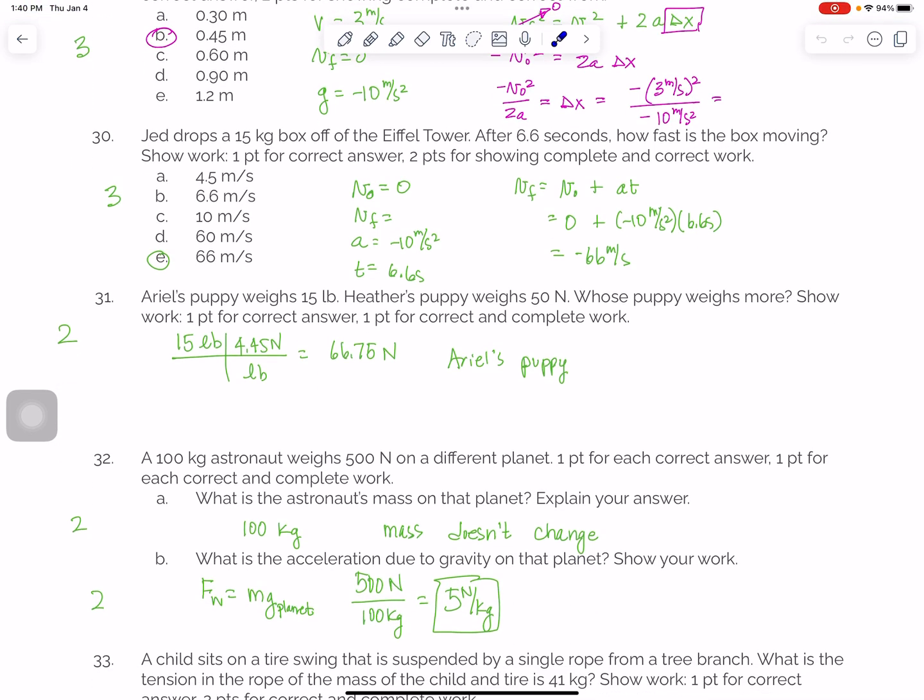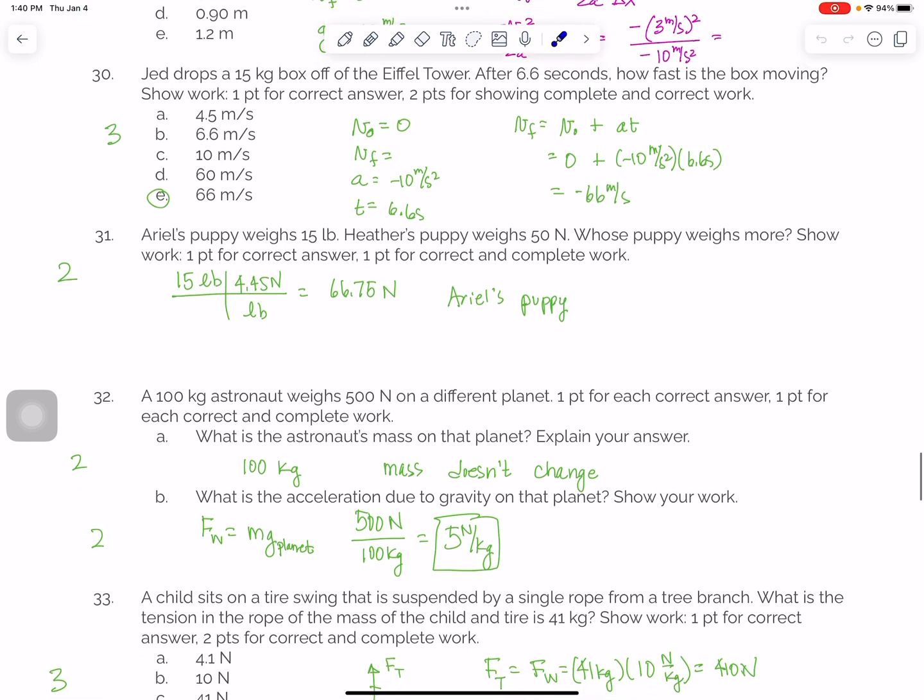I drop a 15 kilogram box off the Eiffel Tower after 6.6 seconds. How fast is the box moving? The mass doesn't matter. Again, I'm going to do the usual thing that I start with. V0 is 0. I don't know my final velocity. Because I'm falling, I know that a is minus 10 and my time is 6.6 seconds. I want to know the final velocity, so I'm going to use this equation. V0 is 0, minus 10 times 6.6 gives me negative 66 meters per second.